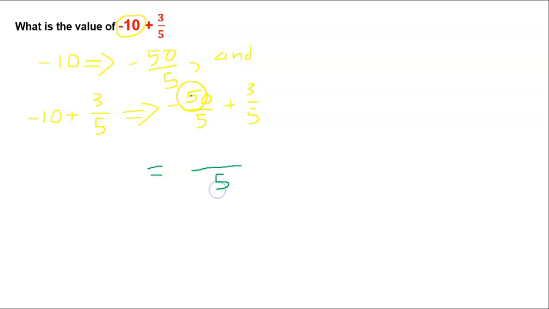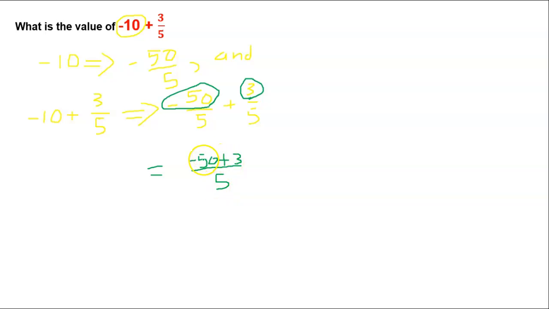Okay, so we need to work with the numerator now, or add the numerators. Negative 50, sorry, which is the numerator here, plus 3, which is the numerator here. Okay, this numerator added to this numerator.